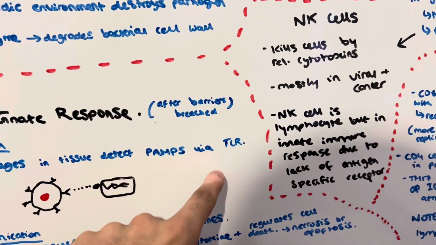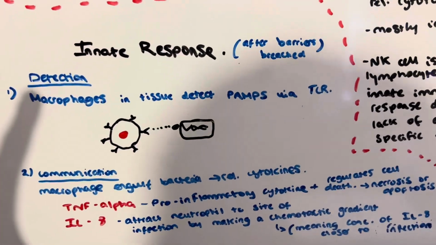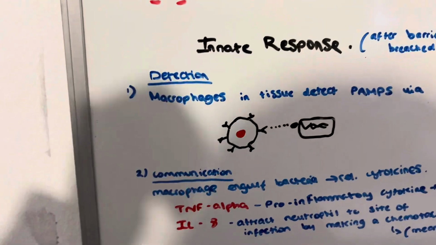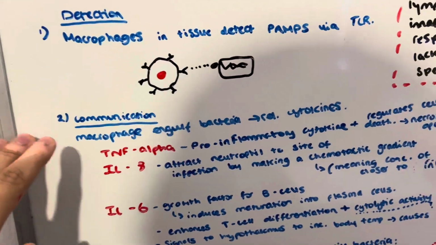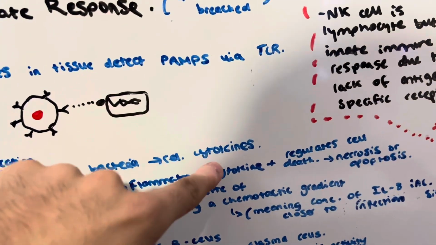TLRs are our toll-like receptors. I'll write in the comments what PAMP stands for, inshallah. Anyway, next thing is our communication. So our macrophages would then engulf the bacteria, thus they would release cytokines.